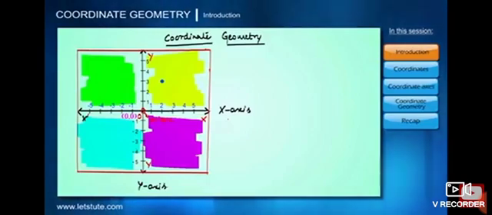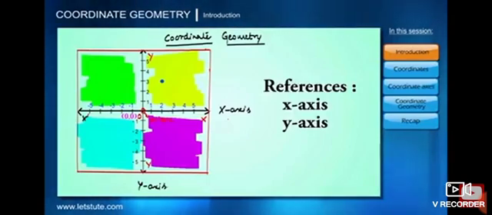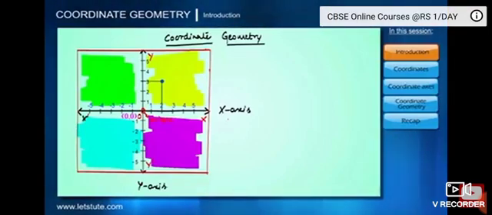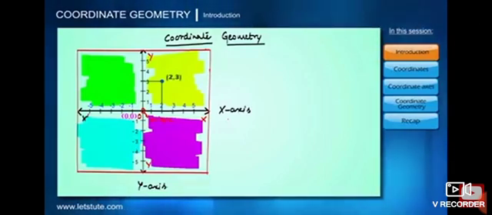And for finding the location, we require a reference. So we will take reference of the x-axis and y-axis. We can see that this point is covering 2 units on the positive x-axis and 3 units on the positive y-axis. Therefore, its location will be given accordingly: 2 units for the x-axis, 3 units for the y-axis.